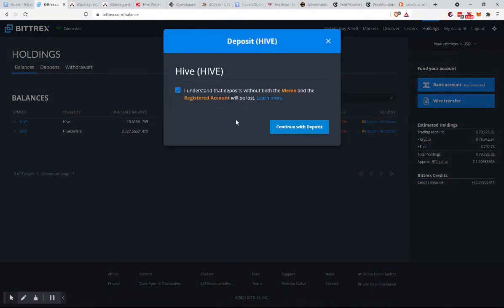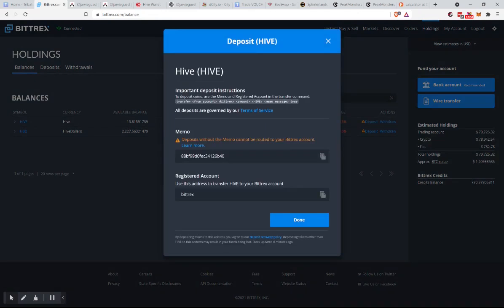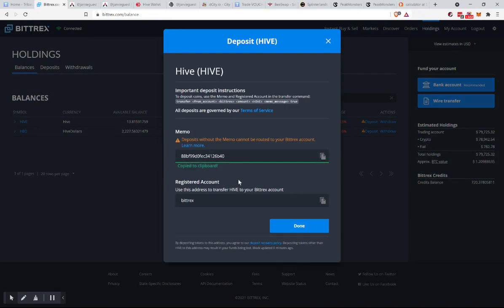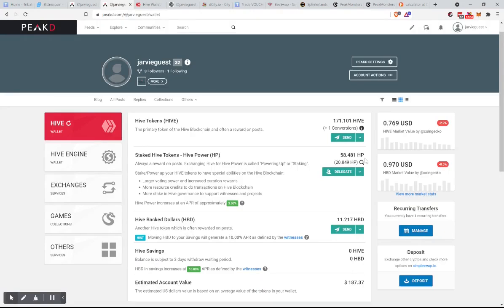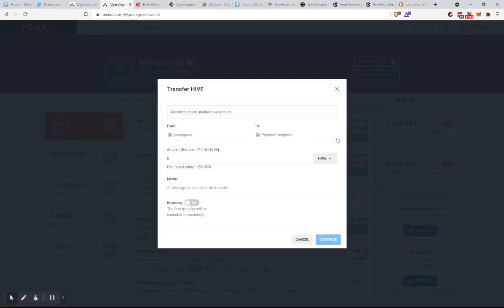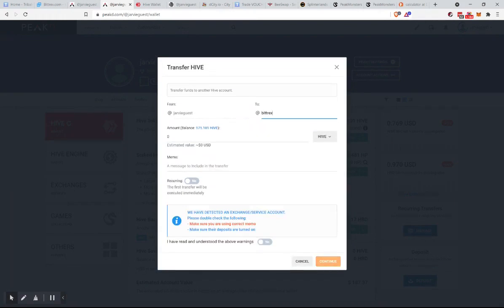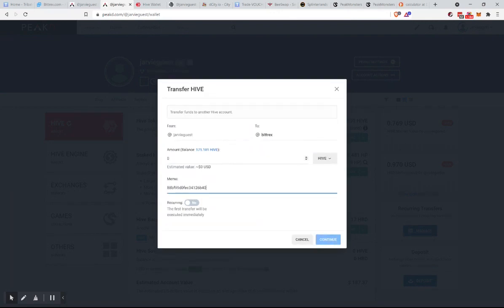I agree. I understand. Make sure the memo has something. We're going to copy that memo. And there, we're going to go back to this. And we're going to send to Bittrex. We're going to put in the memo. Yeah, that's important. 10 Hive. And hit continue.